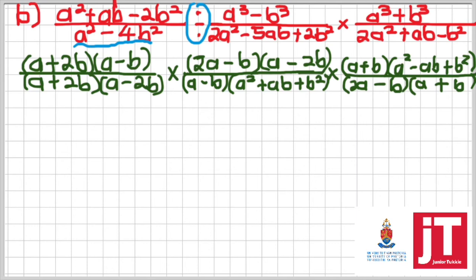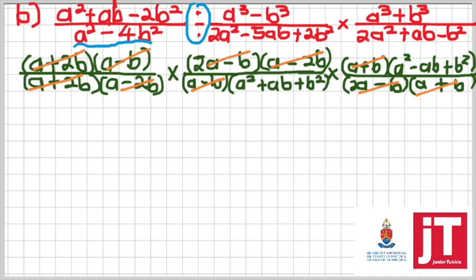I'm going to now cancel factors that I find top and bottom, starting with a plus 2b. I move on to the next combination, which is your a minus 2b. I move on to the third combination, which is a minus b. I move on to the fourth combination, which is your 2a minus b. I move on to the last combination, which is a plus b. I'm only left with two expressions, one in the numerator, one in the denominator.